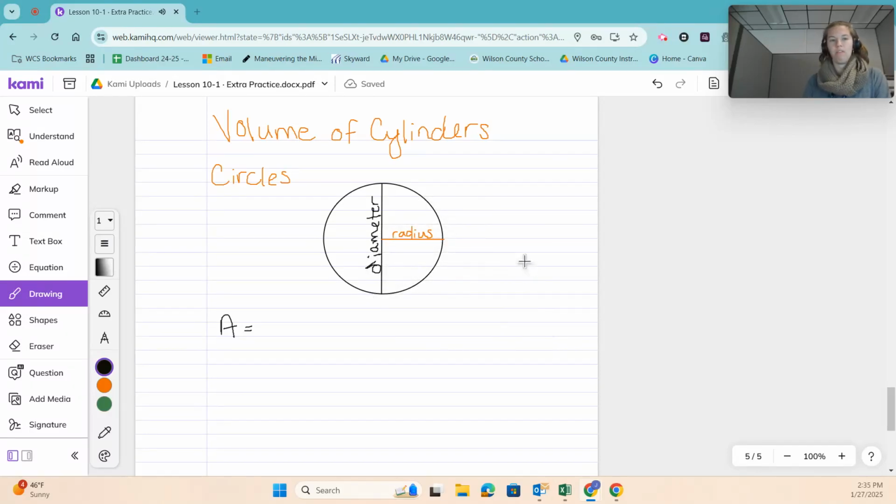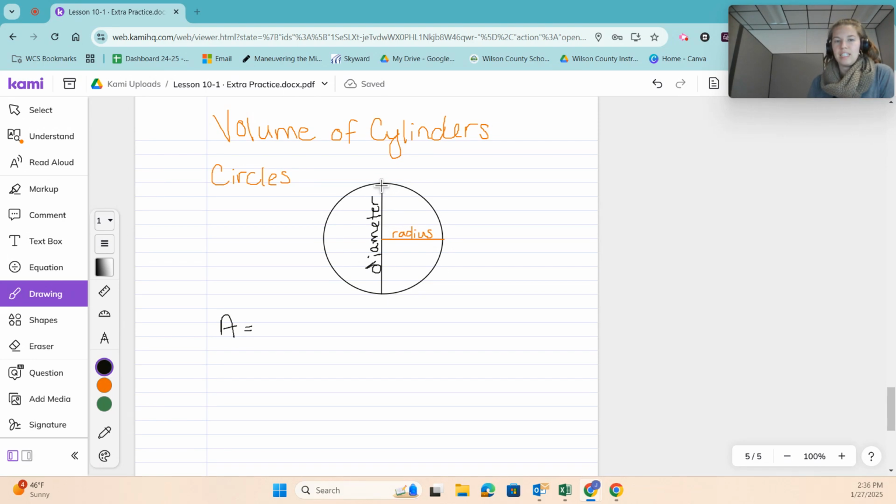Today we're talking about volume of cylinders. A cylinder is a 3D figure that has a circle as the base. Because it has a circle as the base, we need to review a couple of things about circles. Reminder, the distance from the center of the circle to the edge is the radius.